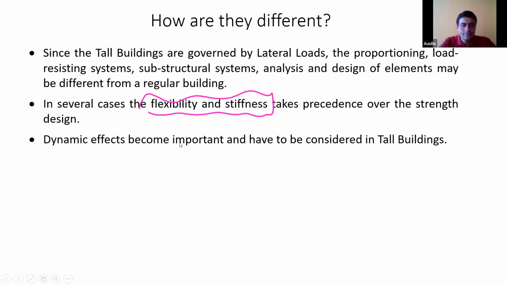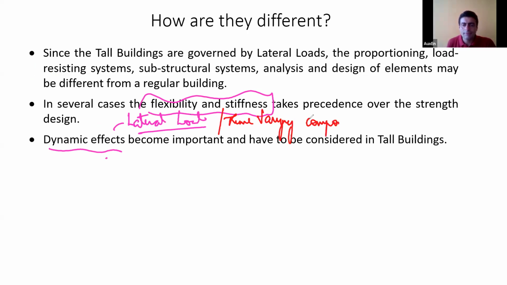Then another way in which we may have to look at tall buildings is the dynamic effects. We not only have to think about the lateral loads, but in lateral loads, we may also have to think about the time varying component of it and how it may affect your structure. A good example of that is your wind loads.